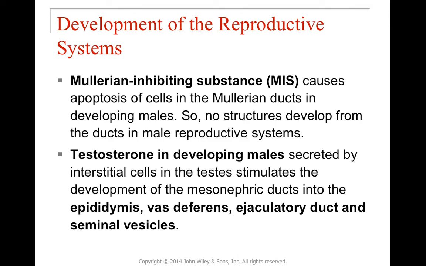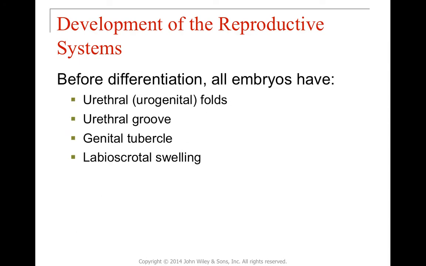In developing males, we're also going to be secreting testosterone in higher levels from the interstitial cells in the testes, and that's going to cause the differentiation of the male development cascade. That's going to come from what's called the mesonephric ducts, and that's going to turn into all of these male organs that you know and love: the epididymis, the vas deferens, the ejaculatory duct, and the seminal vesicles.